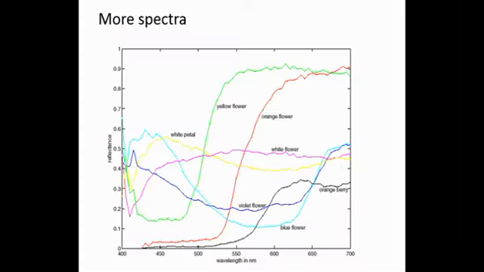So here's just a bunch more examples of spectra. One thing to note is that it's possible for two things to have the same observable color but to have different spectra, because we don't observe the whole spectrum. We don't have spectrograms in our head.